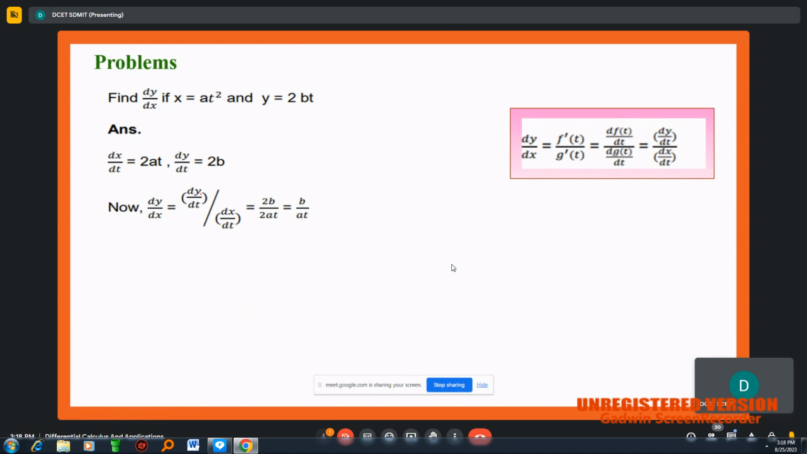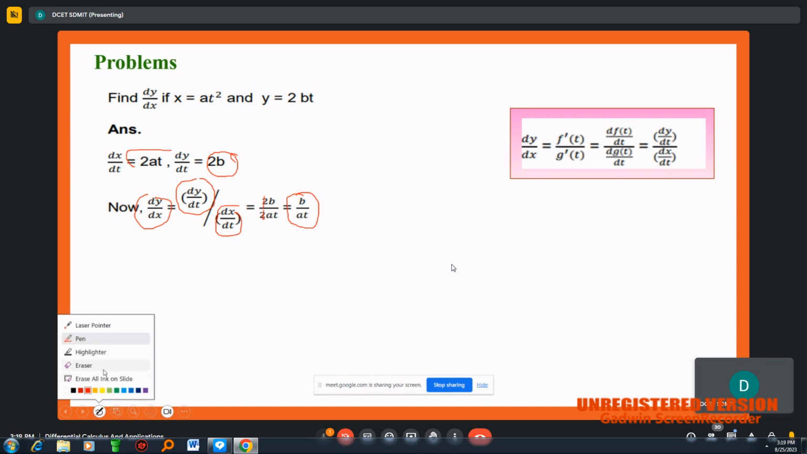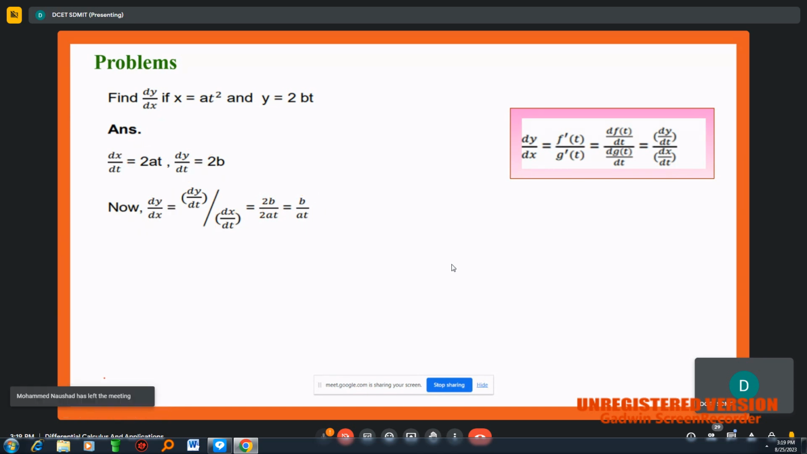Now, we are considering the derivative dy by dx. What is dy by dx? This is nothing but dy by dt divided by dx by dt. Dy by dt is equal to 2 into b, and dx by dt is equal to 2at. The 2 cancels. We are getting b divided by at, which is the required derivative of y with respect to x, that is dy by dx. Okay, clear? All of you followed? Is there any doubt?